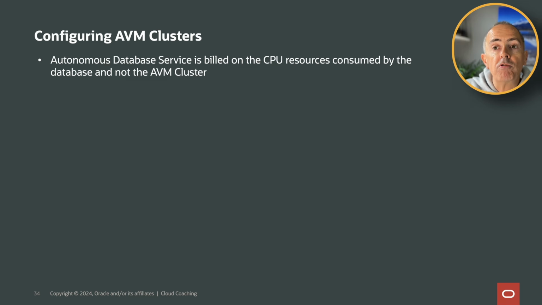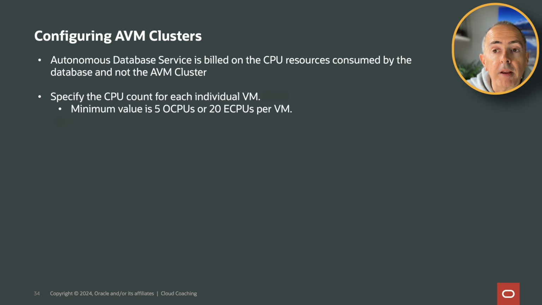Now, if you remember on the non-autonomous VM clusters, as soon as you allocate OCPUs to it, you're charged for that cluster, regardless of how busy the databases are. But with autonomous, you're only billed on the resources once they're consumed by a running database. So when you configure the AVM cluster, you set the CPU count for each individual VM, and here the minimum value is 5 OCPUs or 20 CPUs with the new compute model.